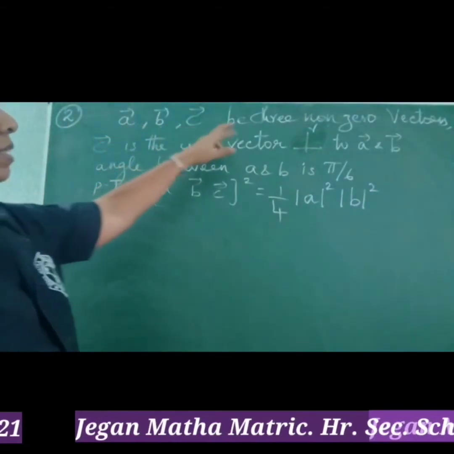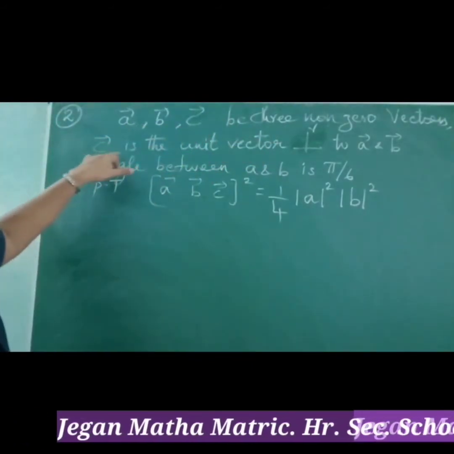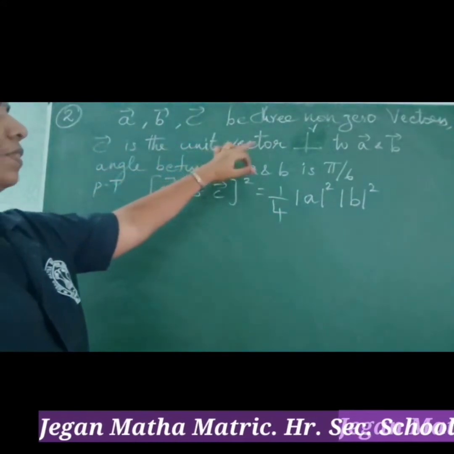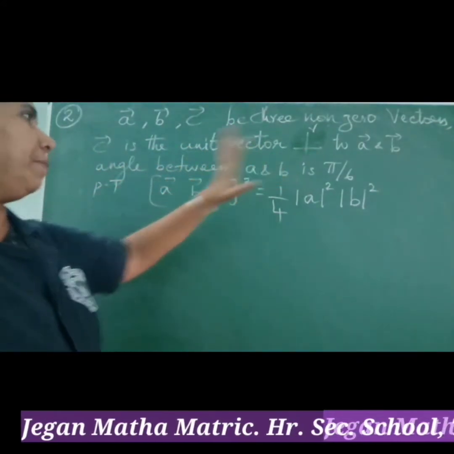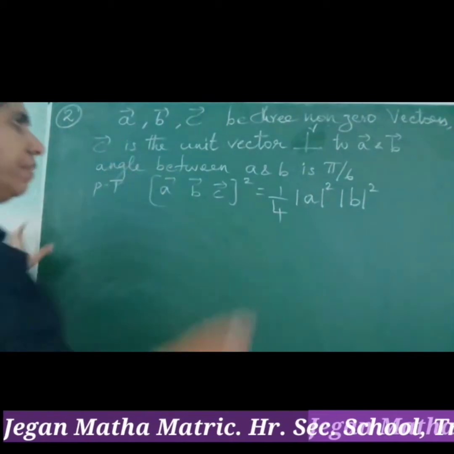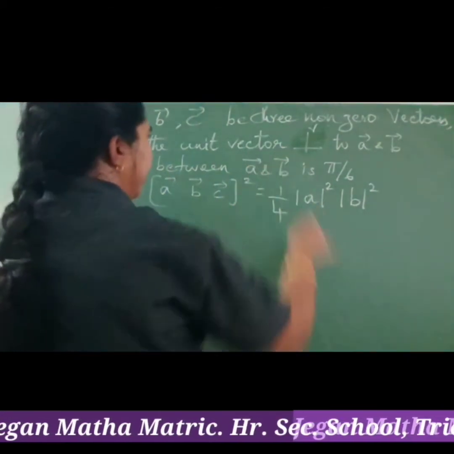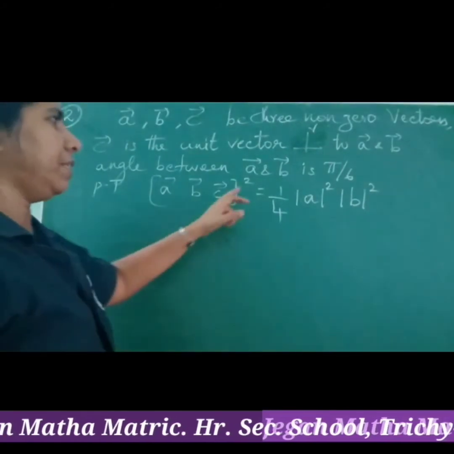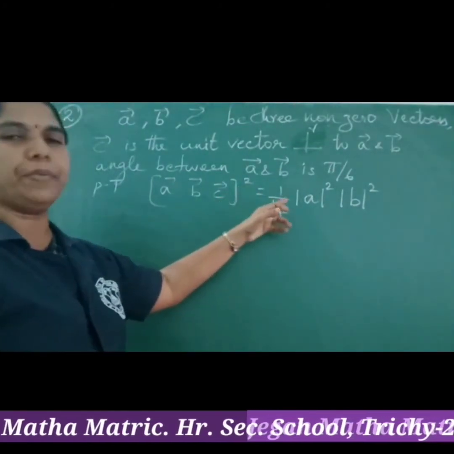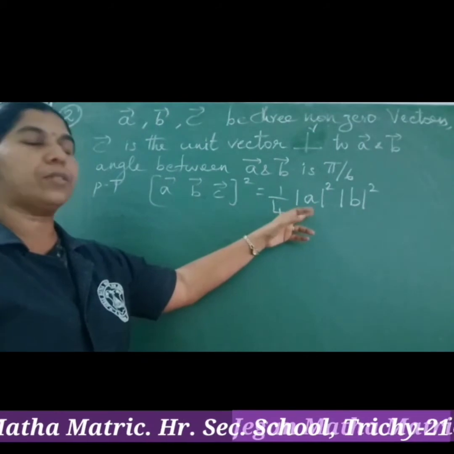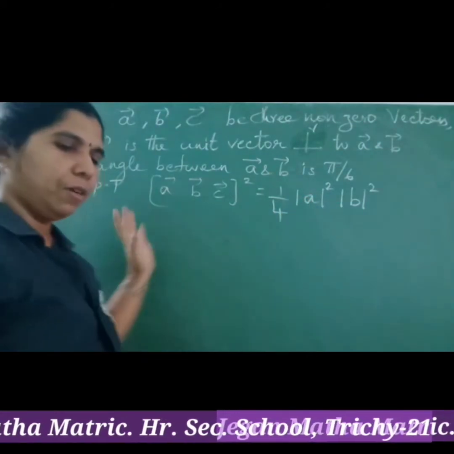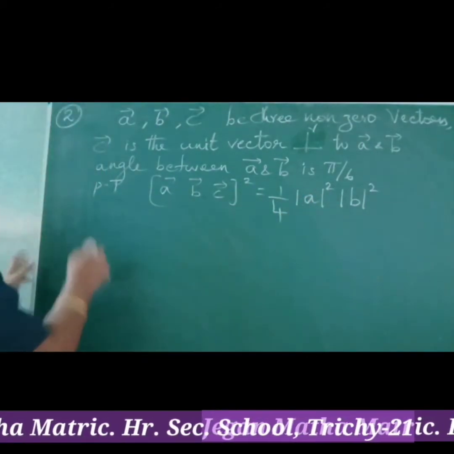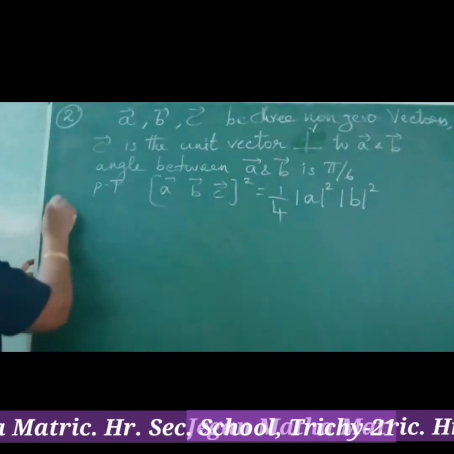A, B, C are three non-zero vectors and C is the unit vector which is perpendicular to both A and B. The angle between the vectors A and B is given as pi by 6. We want to prove that the box product of A, B, C the whole square is equal to 1 by 4 into modulus of A square modulus of B square. So in the question, what is given?